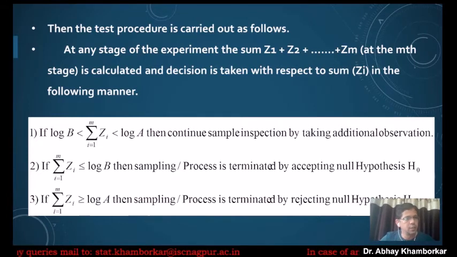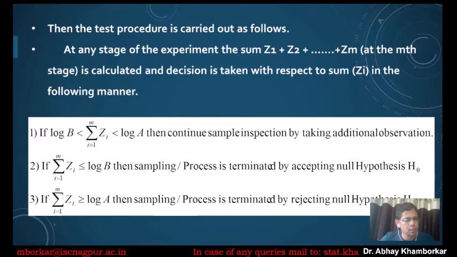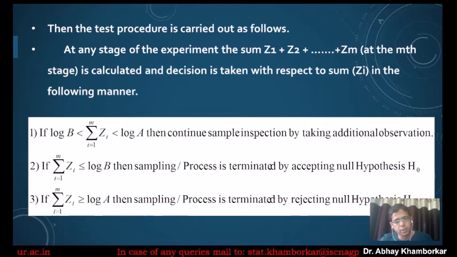On the other hand, if summation zi is less than or equal to log b, then the sampling is terminated by accepting the null hypothesis H naught. On the other hand, if summation Zi is observed such that it is greater than or equal to log A, then the process is terminated by rejecting the null hypothesis H naught.